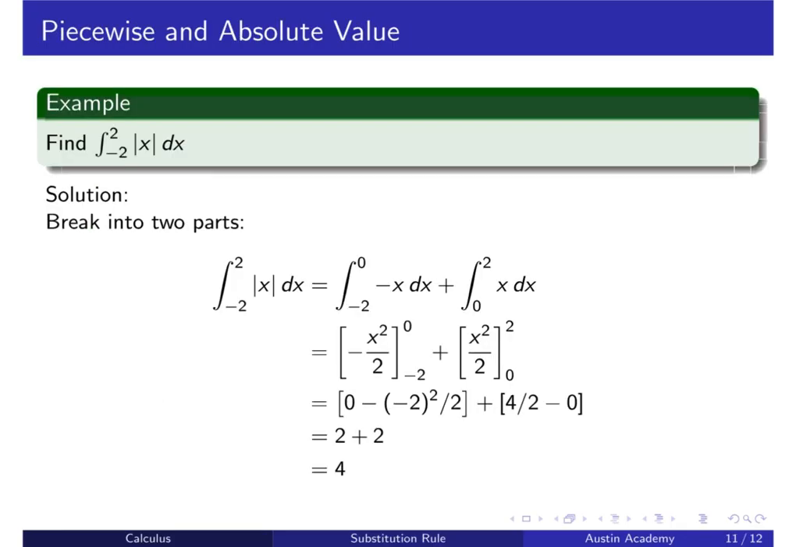Example 7. Let's evaluate the integral from negative 2 to 2 of absolute value of x dx. We split the integral from negative 2 to 0, absolute value of x is negative x. From 0 to 2, it's just x. So we compute the integral from negative 2 to 0 of negative x dx, plus the integral from 0 to 2 of x dx. That gives negative x squared over 2, from negative 2 to 0, plus x squared over 2, from 0 to 2. After evaluating, we get 2 plus 2, which equals 4.